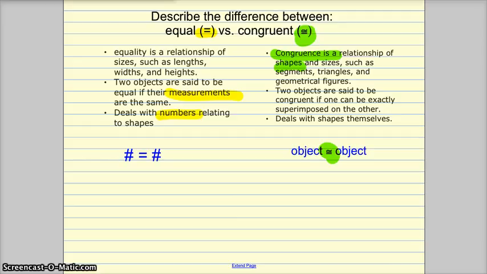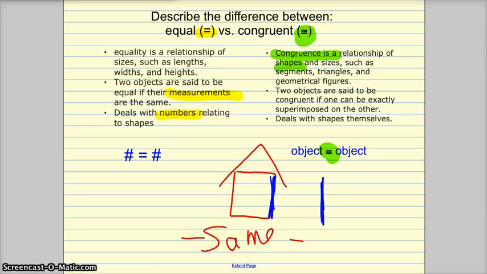Two objects are said to be congruent if one can be exactly superimposed on the other. If you could take a particular board of this house, and I could swap it out with another board that is the same, we're dealing with congruence because you're referring to the objects being physically swapped one for the other. If you want to then refer to the measurement of a particular board of a house, you'd be saying that one board is 20 feet, the other board is 20 feet, so they are equal. Both of these words very often talk about the word same. One of them is dealing with measurement, while the other one is dealing with shapes.